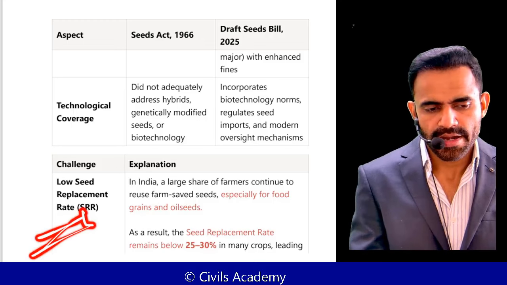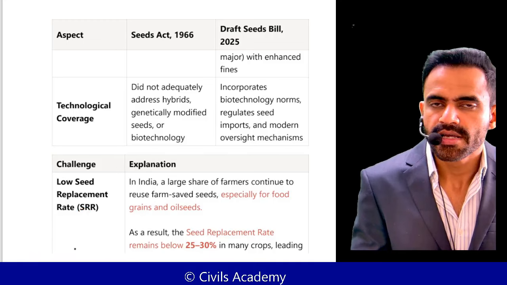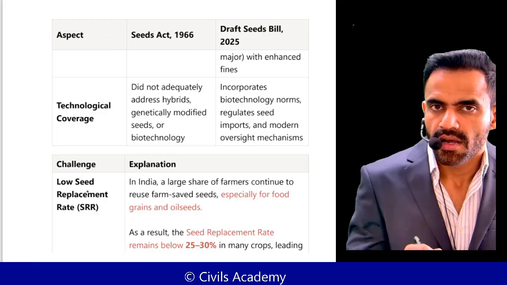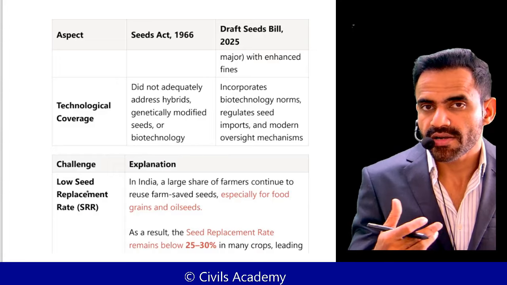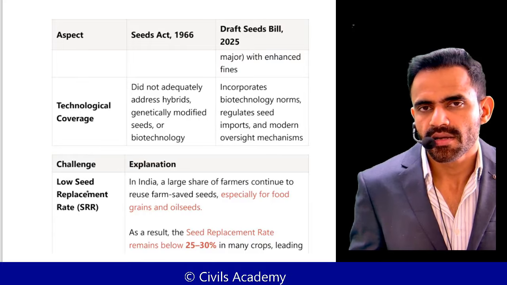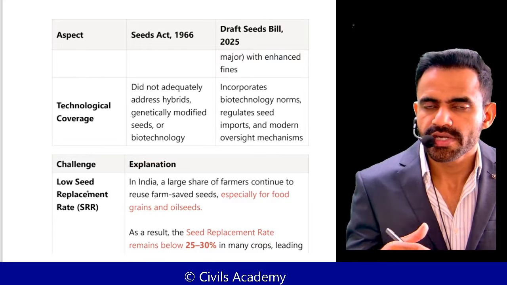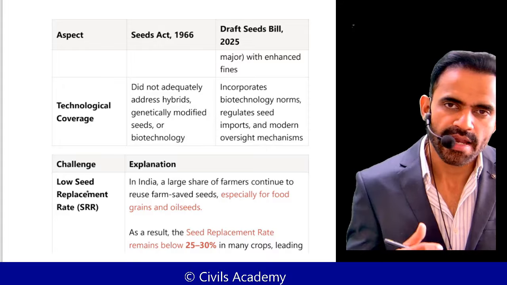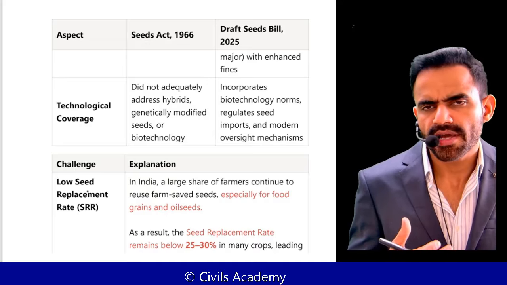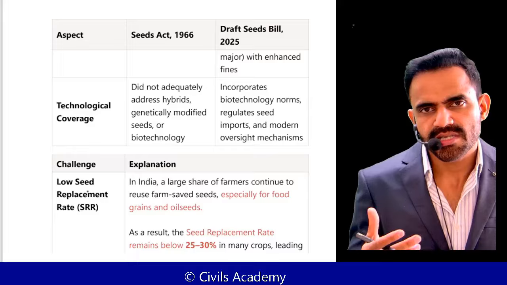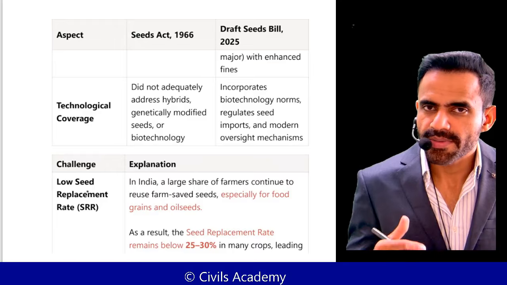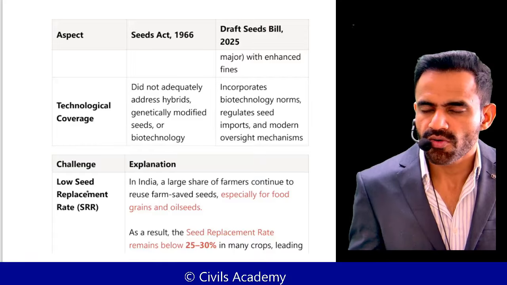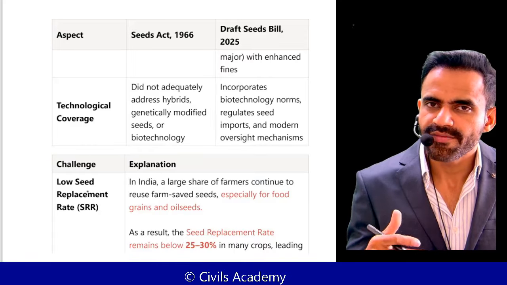And last is related to the seed replacement rate. Understand, if we use certified seeds, the productivity will be quite high. But farmers do not use certified seeds, they use seeds from the last crop. Why so? Because they don't have that much money. 86% of farmers are small and marginal farmers. So that's why they prefer to use the old seed from the last crop. And that is why our productivity is quite low.